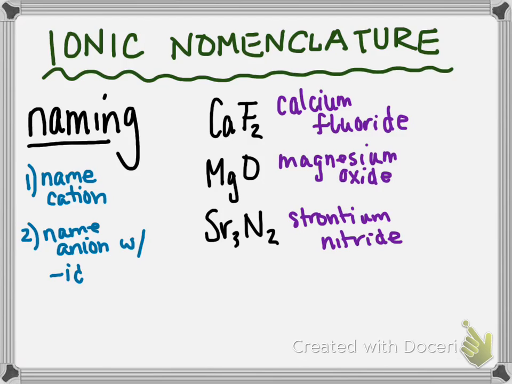Make sure that you name your anion with an IDE ending. So you notice that instead of fluorine, it was fluoride. Instead of oxygen, it was oxide. Instead of nitrogen, it was nitride. Again, you saw that yesterday. Okay, the naming shouldn't be anything new. Now, ionic nomenclature does get harder, but not until after the quiz that you're going to take on Wednesday. Okay, on Wednesday, you're just going to be doing this basic stuff.